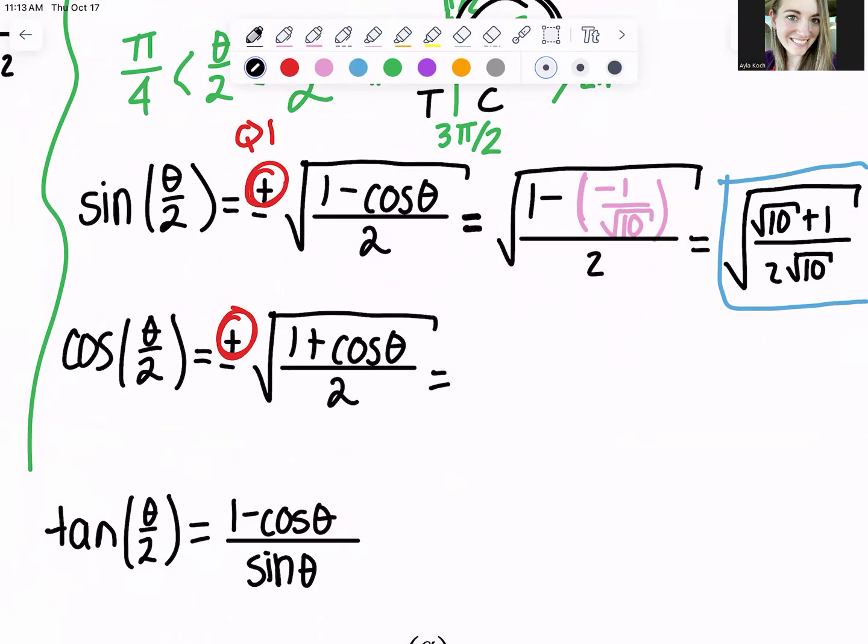This one is going to come out to be the same thing. The only difference is that the plus right there is going to be a minus. That's just going to be how that math turns out. It'll still be square root 10, but it'll be minus 1 all over 2 root 10. You would plug it in the same exact way.